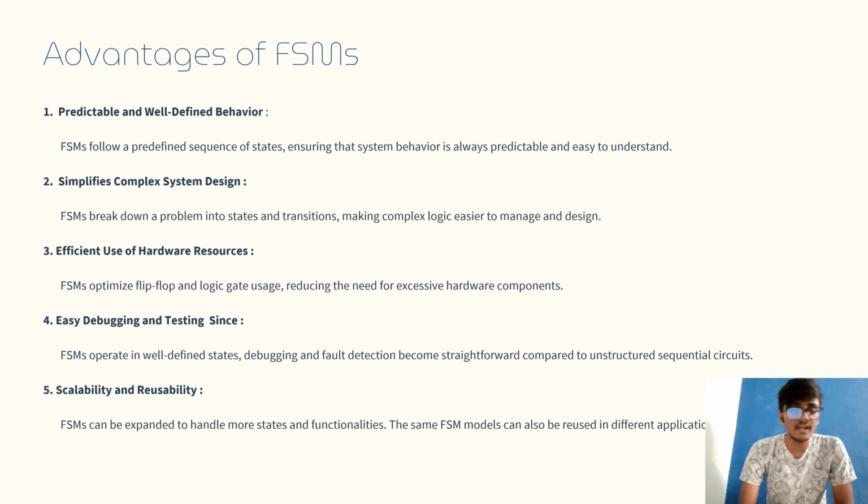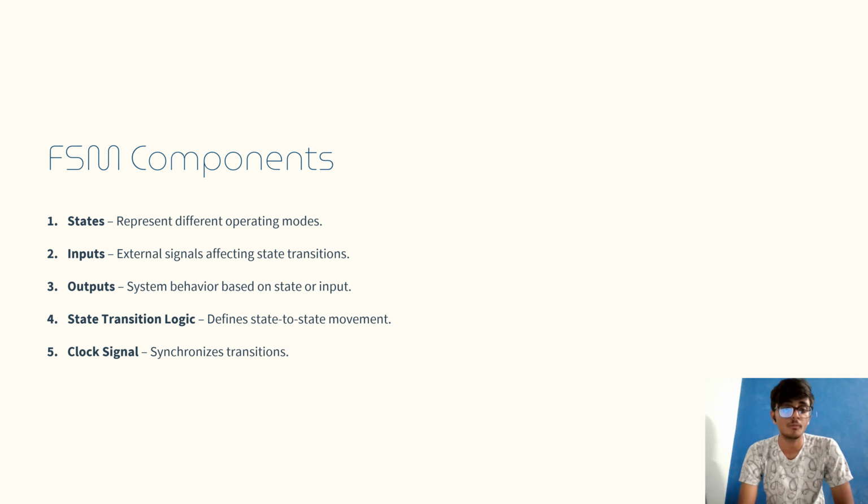Fifth is scalability and reusability. FSMs can be expanded to handle more states and functionalities. The same FSM models can also be reused in different applications. FSM components. First is states. States represent different operating modes. Second is input. Inputs are external signals affecting state transition. Third one is output. System behavior based on the state or input. Fourth is state transition logic. State transition logic defines state to state movement. And fifth is clock signal. Clock signals synchronize transitions.